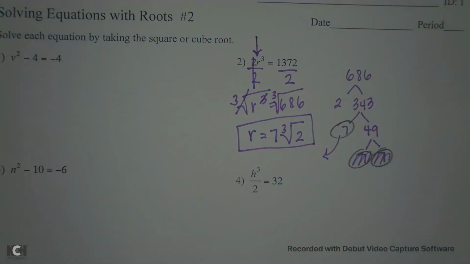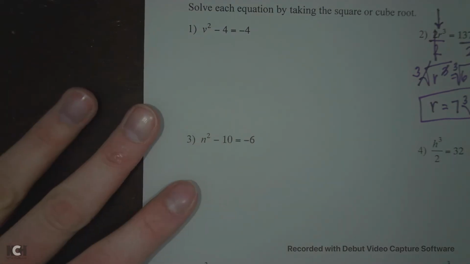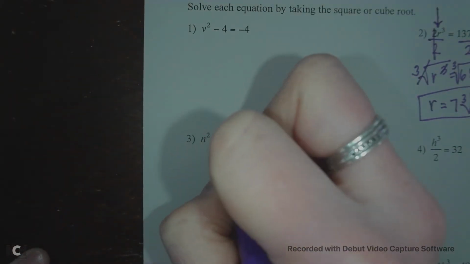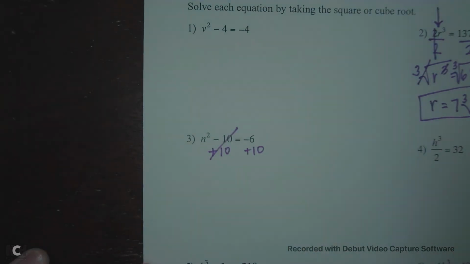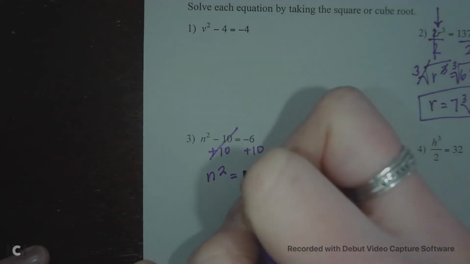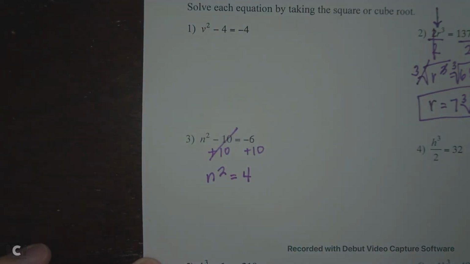Woohoo! Okay, so let's try another one. Let's do number 3. So on this one, we're going to do the opposite of minus 10, so we're going to plus 10 to each side. So start by solving these just like regular 1-steppers and 2-steppers. So now we have n squared equals negative 6 plus 4 is 10. Oh wait, what? Negative 6 plus 10 is 4.